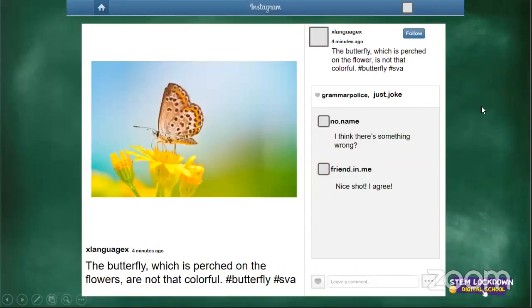Right, it's a picture of a butterfly and they say, the butterfly which is perched on the flowers are not that colorful. Does that make sense? Don't you think something is wrong there? Okay, Peter de Langa, you raised your hand. You have a question? Okay.